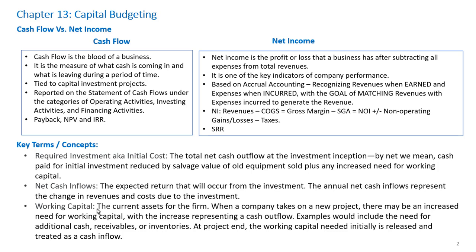Working capital is by definition the current assets for the firm. When a company takes on a new project, there may be an increased need for working capital, with the increase representing a cash outflow. Examples would include the need for additional cash, receivables, or inventories. At project end, the working capital needed initially is released and treated as a cash inflow.